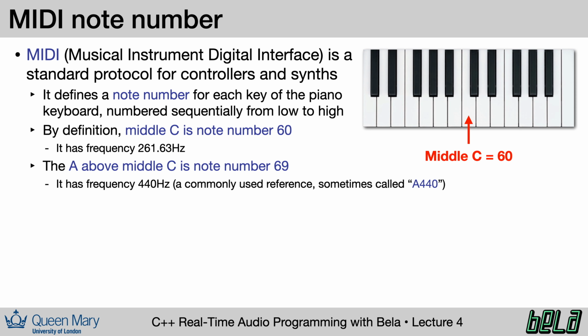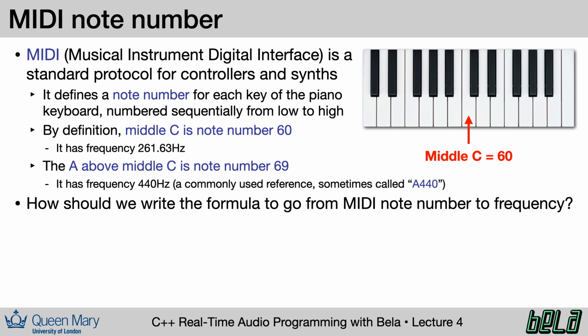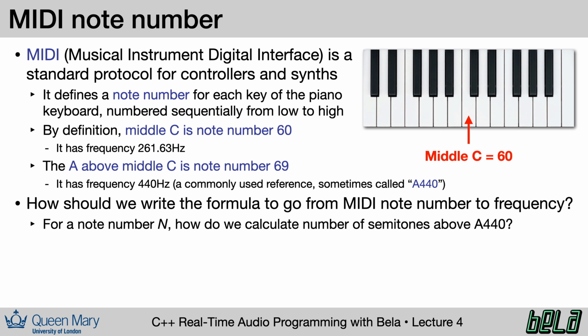What else we know is that the A above middle C has a frequency of 440 Hertz, and these two facts are enough to give us a conversion from MIDI note number into frequency. How do we do that? Well, for a given note number n, we can figure out how many semitones it is above or below A440. How do we do that? Well, we just take n and we subtract the note number for A440, which is 69. Okay. How do we then turn that into a number of octaves above or below A440? We'll take n minus 69 and we'll convert semitones into octaves by dividing by 12. There we go.